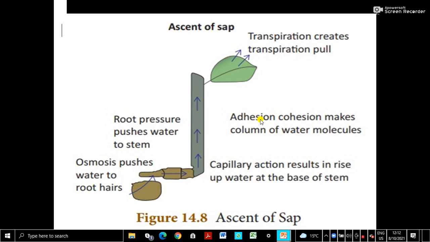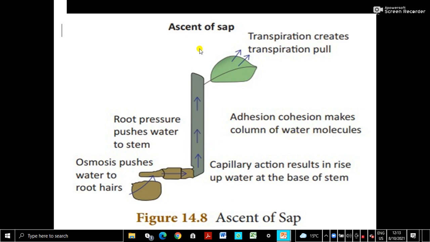As you know, adhesion means the force of attraction between molecules. So water molecules have cohesive force among themselves, and water molecules are also attracted towards the xylem walls. That is adhesive force and cohesive force. Adhesion and cohesion also make a column of water molecules, so a continuous water pipe without any break is there. So water continuously moves upward.